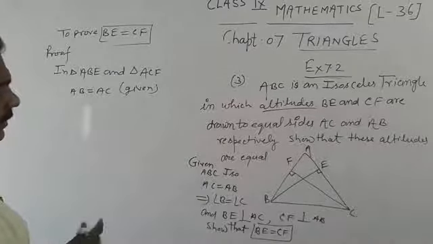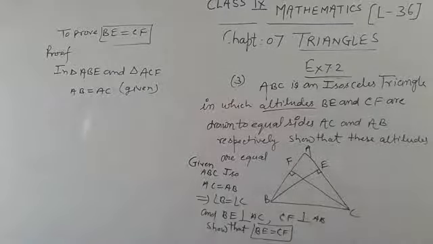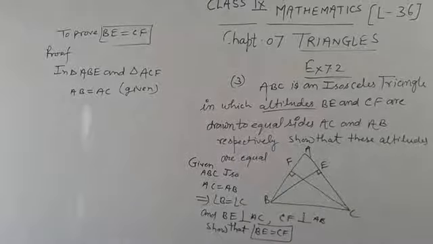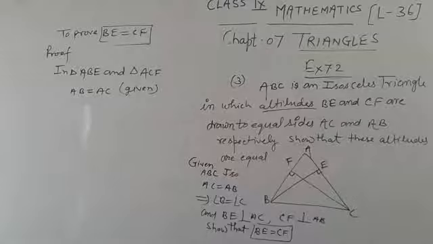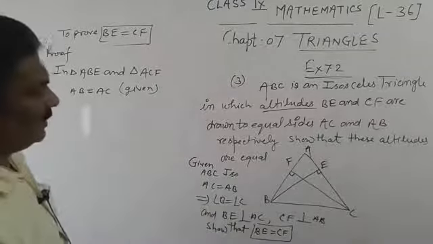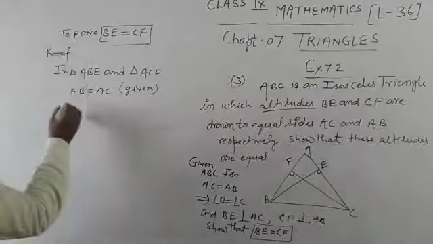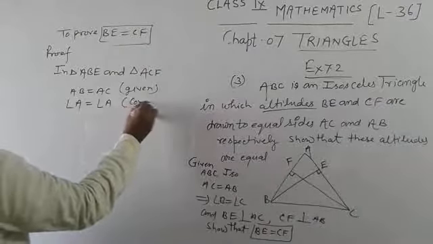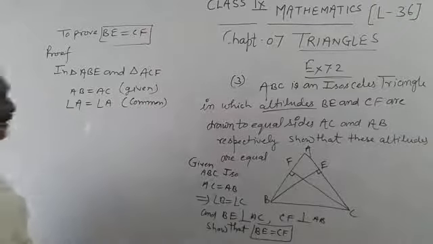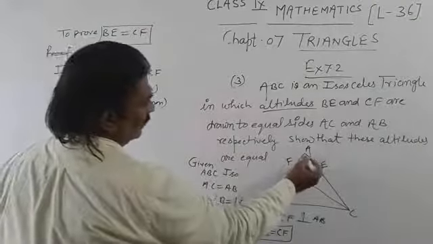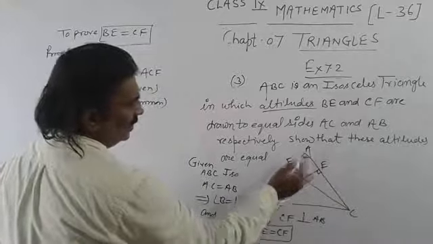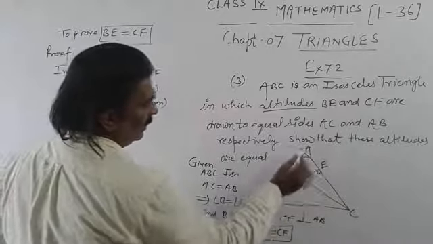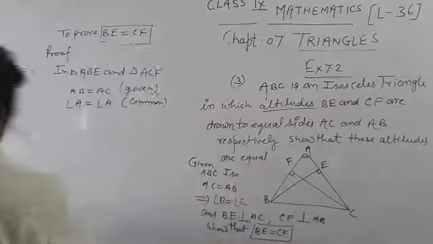Now students, the second thing is: here we have one side equal, and now angle A is equal to angle A, which is common in both. Angle A means this angle is common in both the triangles ABE and ACF. Okay students.